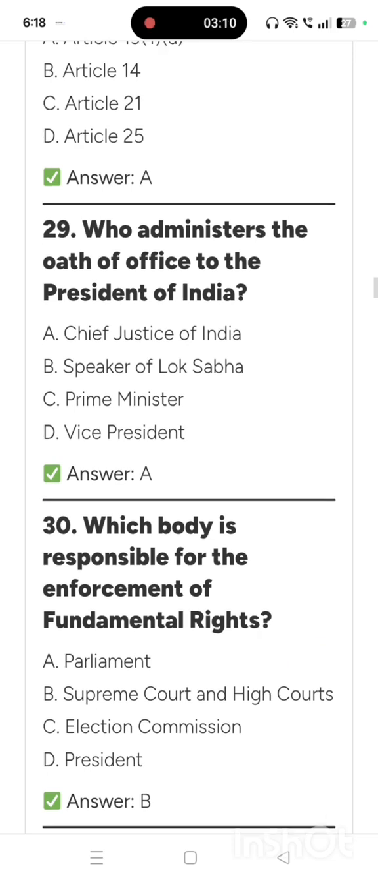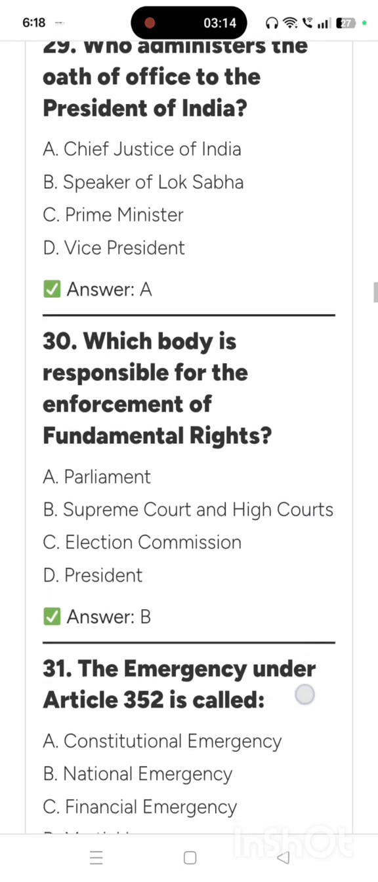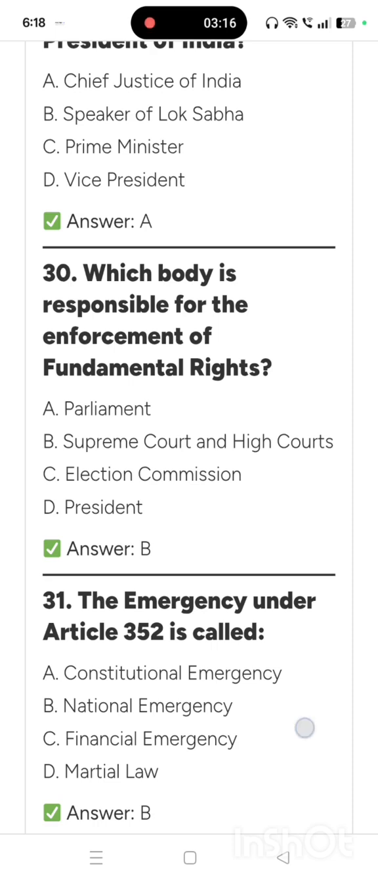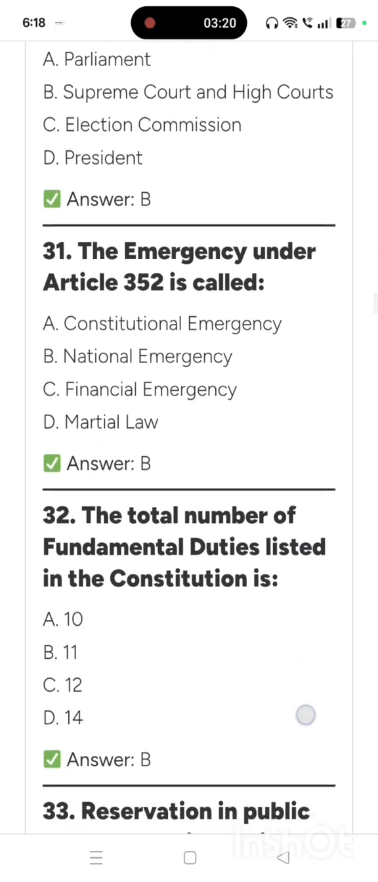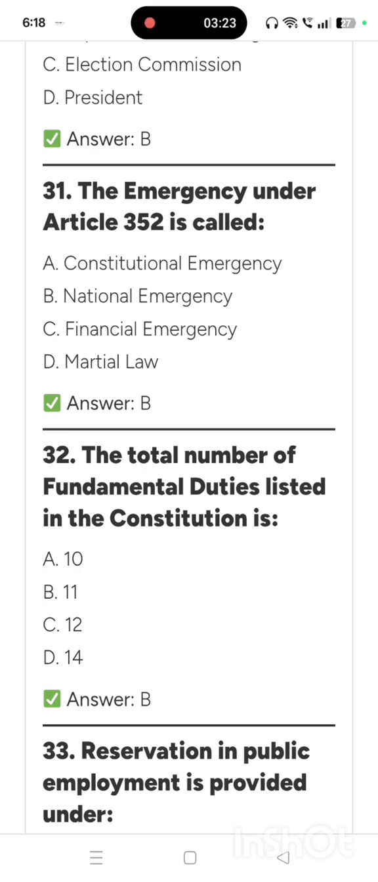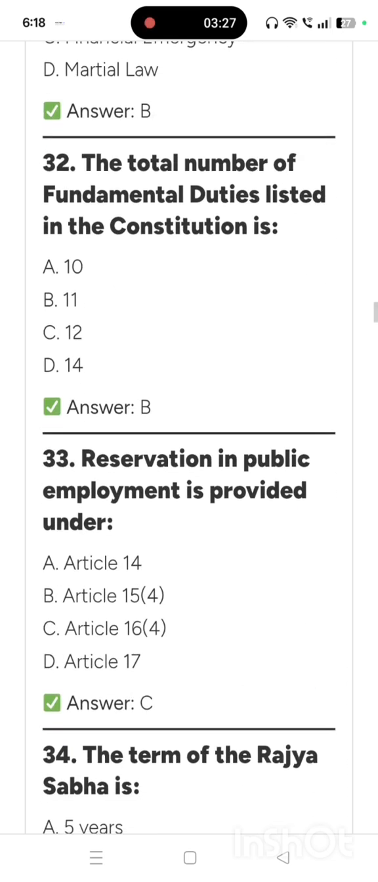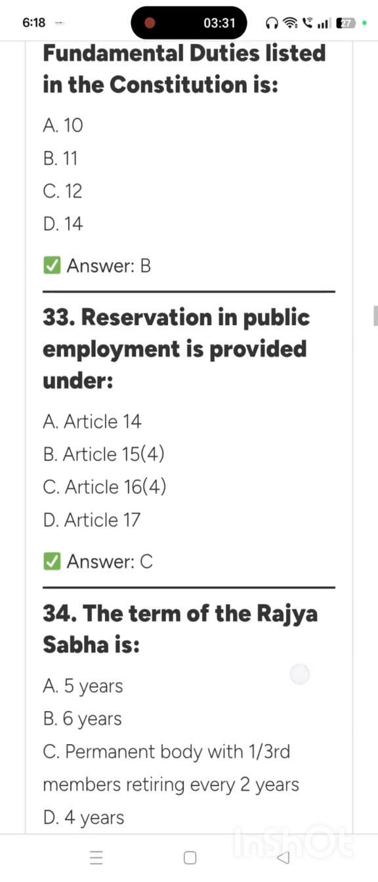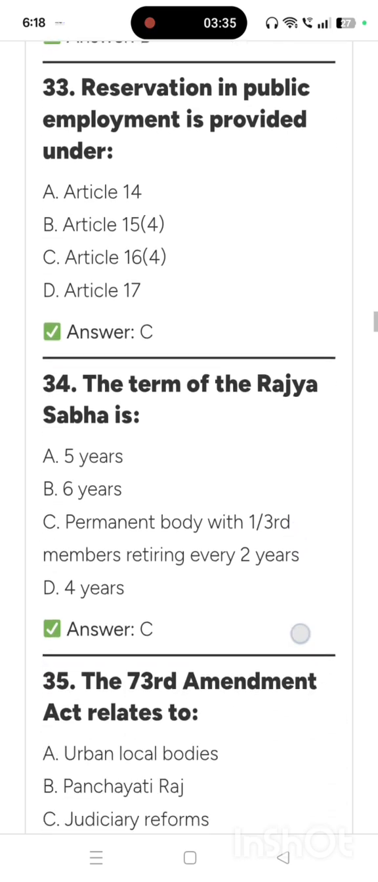Who administers the oath of office to the President of India? Chief Justice of India. Which body is responsible for the enforcement of fundamental rights? Supreme Court and High Courts. The emergency under Article 352 is called National Emergency. The total number of fundamental duties listed in the Constitution is 11. Reservation in public employment is provided under Article 16(4).